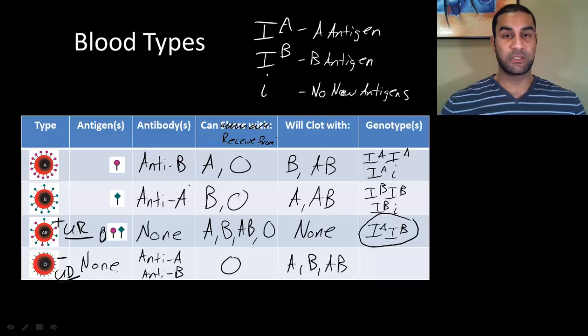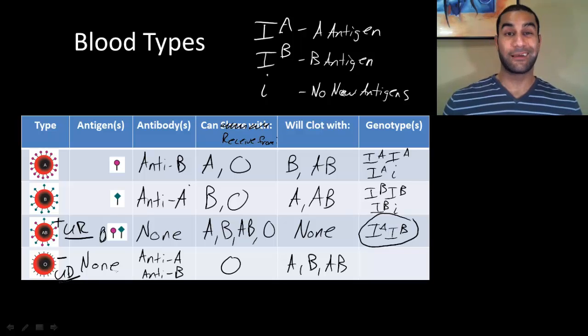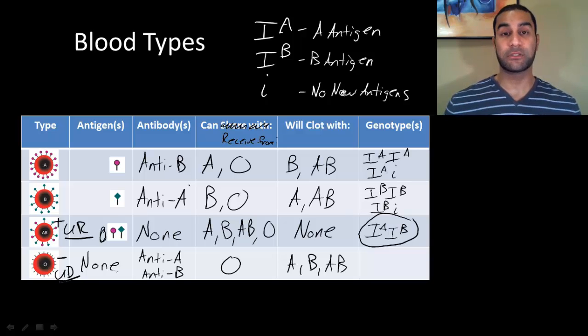And then the final possibility to be type O means both of your I's have to show for the lack of either the A or the B antigen. You can't have either one of the two dominant alleles, because if you did, then you would therefore not be type O. You would have one of the other alleles. So the only genotype to show for type O blood would be homozygous recessive.